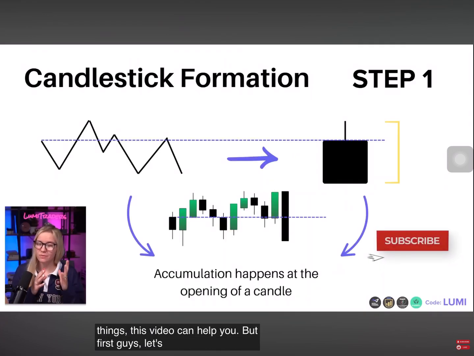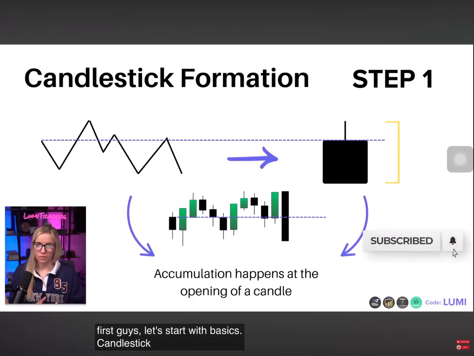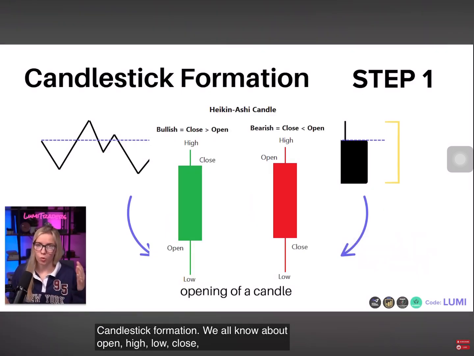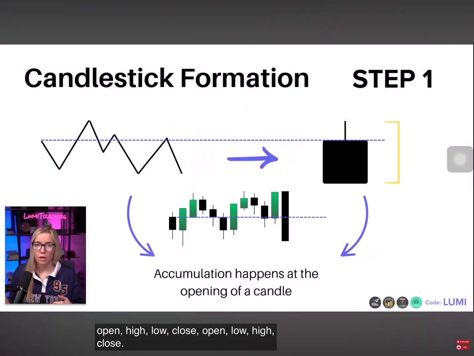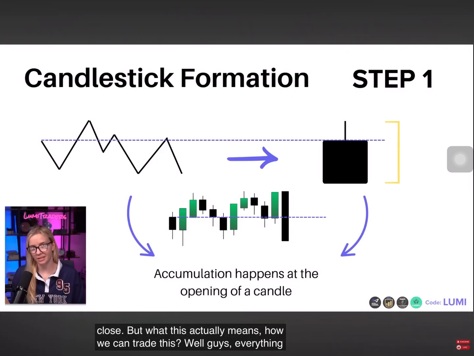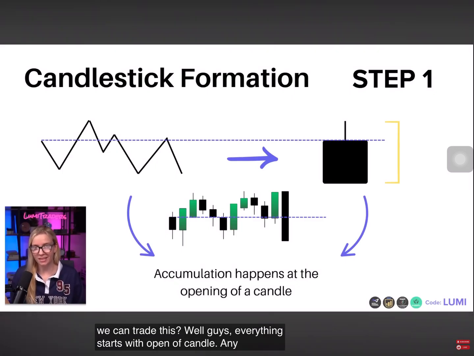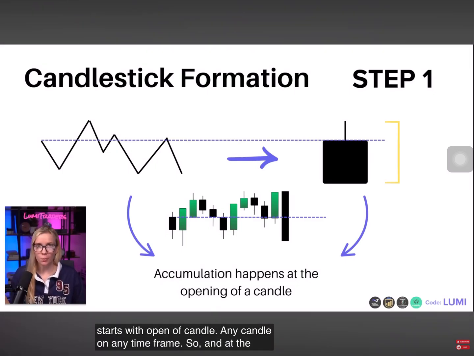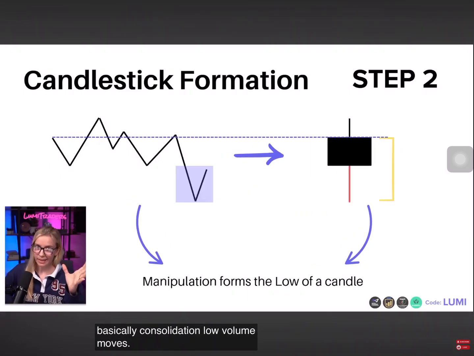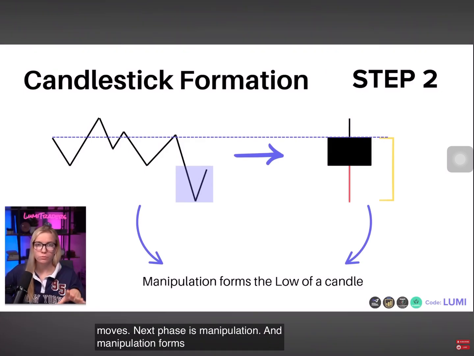But first guys, let's start with basics. Candlestick formation. We all know about open, high, low, close, open, low, high, close, but what does this actually mean? How can we trade this? Well guys, everything starts with the open of a candle, any candle on any time frame. At the open we normally see accumulation, so basically consolidation, low volume moves. The next phase is manipulation, and manipulation forms the low or high of the candle.